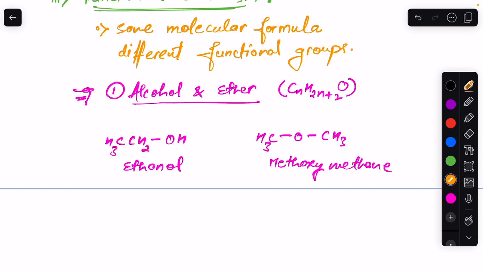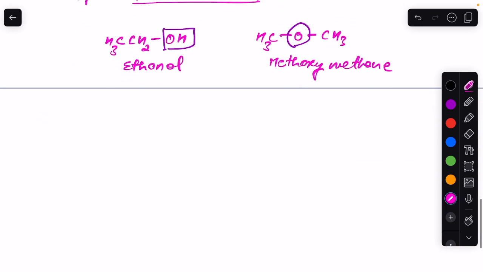Both of these compounds have different functional groups. This is alcohol and this one is ether, whereas the molecular formula is C2H6O. Both compounds contain only 2 carbon atoms, 6 hydrogen atoms and a single oxygen. That means these two are functional isomers of each other.